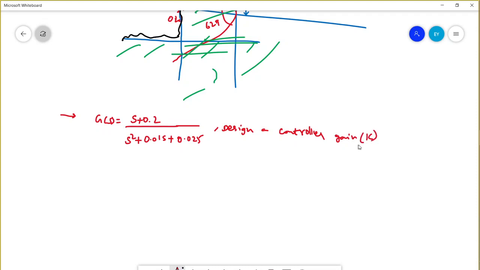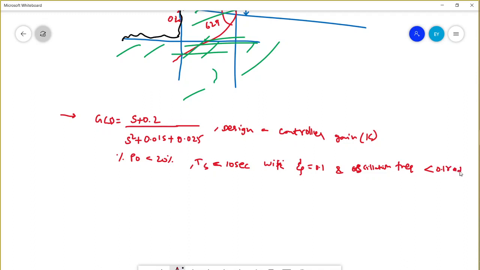Design a controller gain k such that the percentage overshoot, PO, should be less than 20%, and the settling time TS should be less than 10 seconds, with zeta damping ratio as 0.1 and oscillation frequency less than 0.1 radians per second.